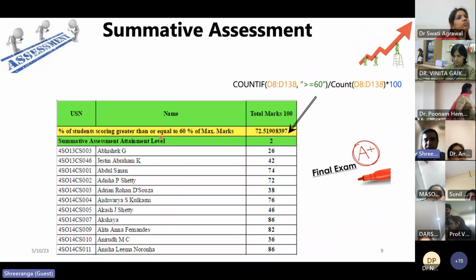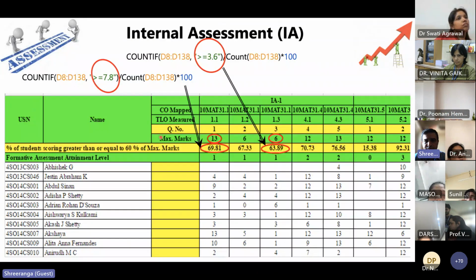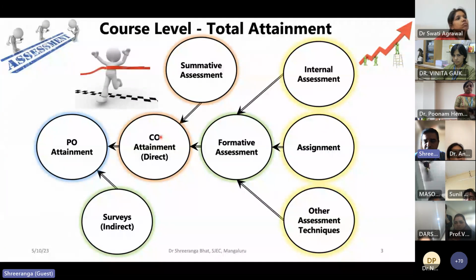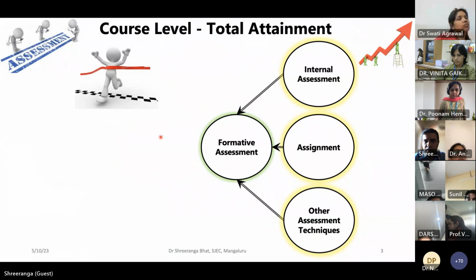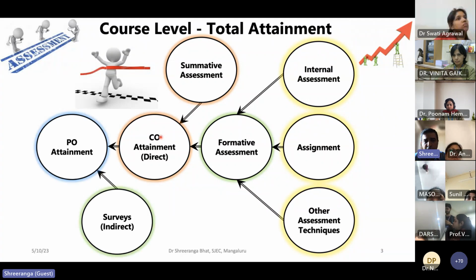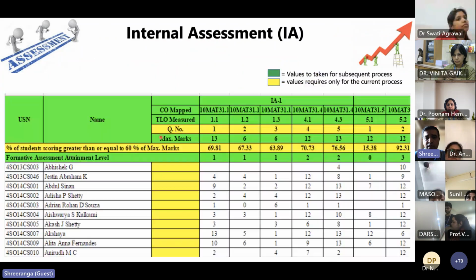So let me go back to my framework here so that I can show you to what extent we have reached. Now we have gone for internal assessment, assignment, and other assessment tools with which I was able to get the formative assessment. Then from the formative assessment, I have clubbed it with the summative assessment, with which I was able to get the CO direct attainment. Now I have to use the survey to get the PO attainment. Now let me go for that.